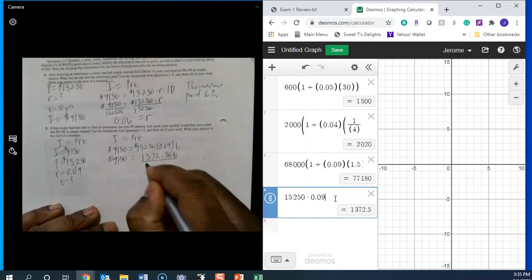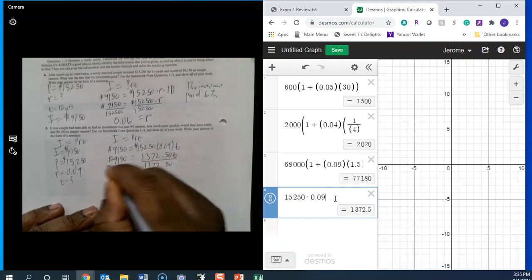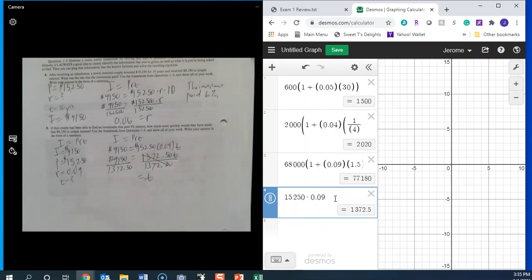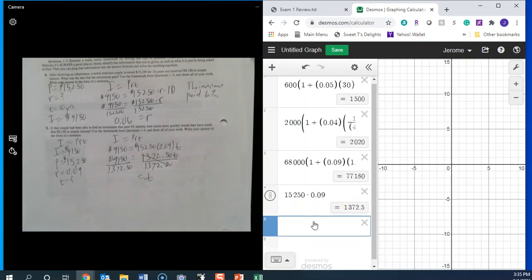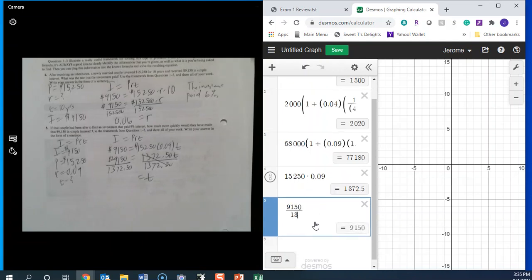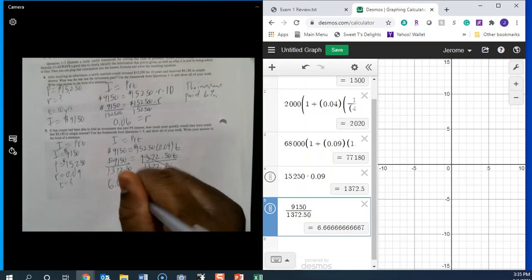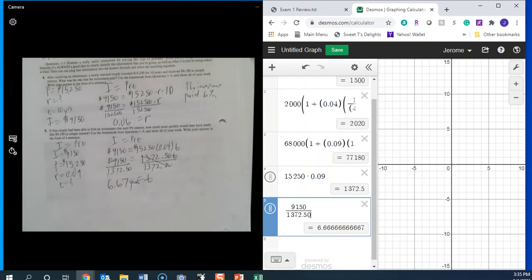And we divide each side by 1,372.50. That's to get T by itself. So now we could put this in our calculator. 9,150 divided by 1,372.50. So if you look here, we got 6.6 and a lot of sixes here, repeating sixes. So we could round this to say that it takes 6.67 years that would equal T.